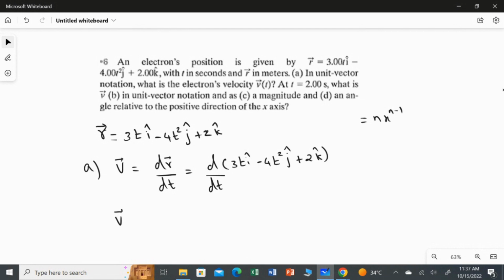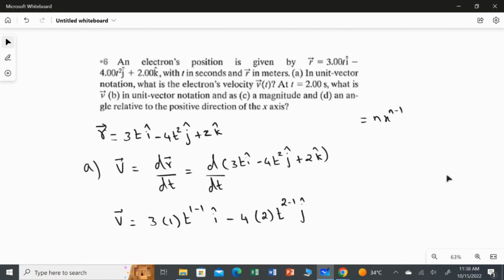So v vector is equal to, first applying this rule here, the power of t is exactly 1. So 3 multiplied by 1 t power 1 minus 1 i cap, minus 4 is the constant, and the power of t is 2, so 2 t power 2 minus 1 j cap. Here there is no t value, so differentiating it with respect to time gives 0.